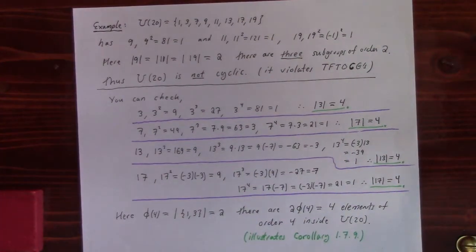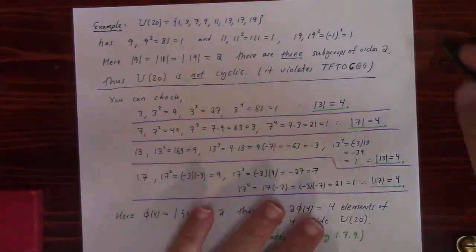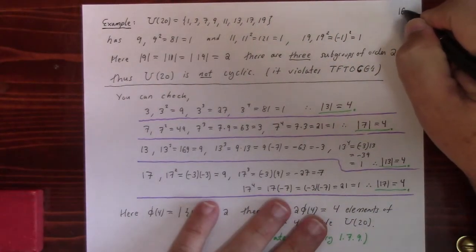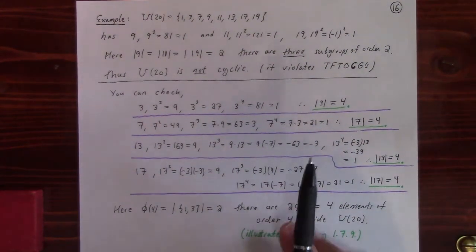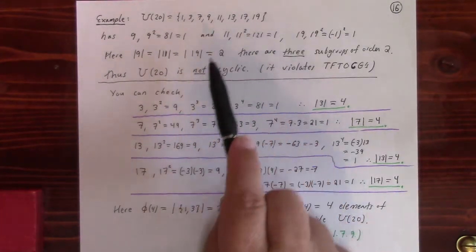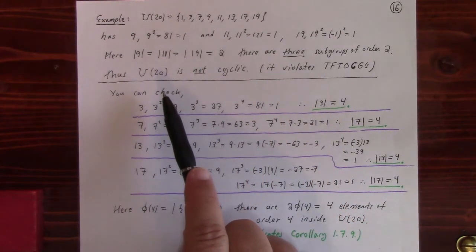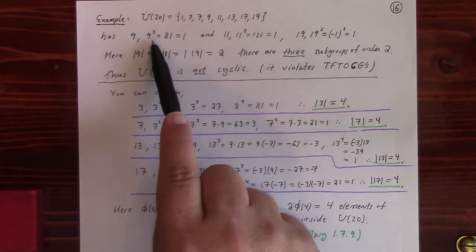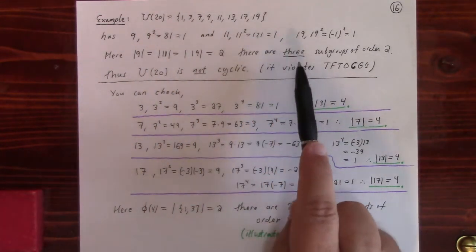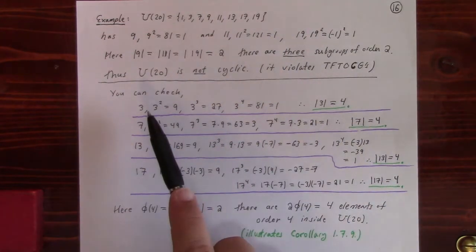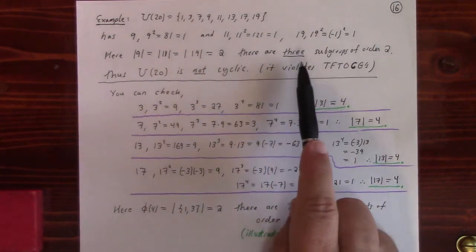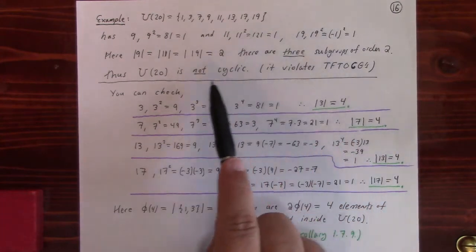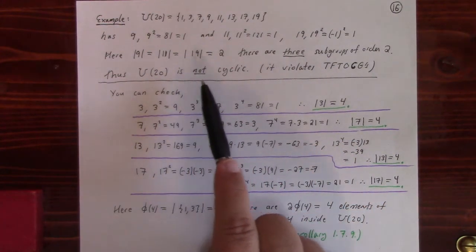I might have an example of that here. Let's see here. So U20. U20's got these bad boys in here. For example, 9 has order 2, 11 has order 2, 19 has order 2. So the order of 9, order of 11, order of 19, all 2. So there are 3 subgroups of order 2. Well, for one thing, that tells us that U20 is not cyclic, right?